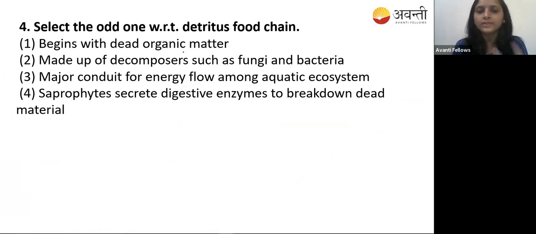Select the odd one with respect to the detritus food chain. Okay, so you all know that there are two types of food chains, right? One is the grazing food chain and another one is the detritus food chain, right? The detritus food chain will be more in the aquatic environment, whereas the grazing food chain will be more in the terrestrial habitat. Okay, so let us learn about it.